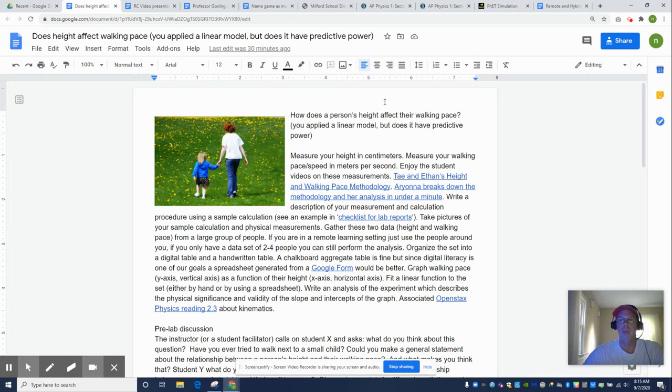So, seems interesting here. Measure your height in centimeters. All right, so that's the first problem. Just because you don't have a ruler doesn't mean you can't make a distance measurement. See this piece of paper? Yeah, it's 11 inches long.